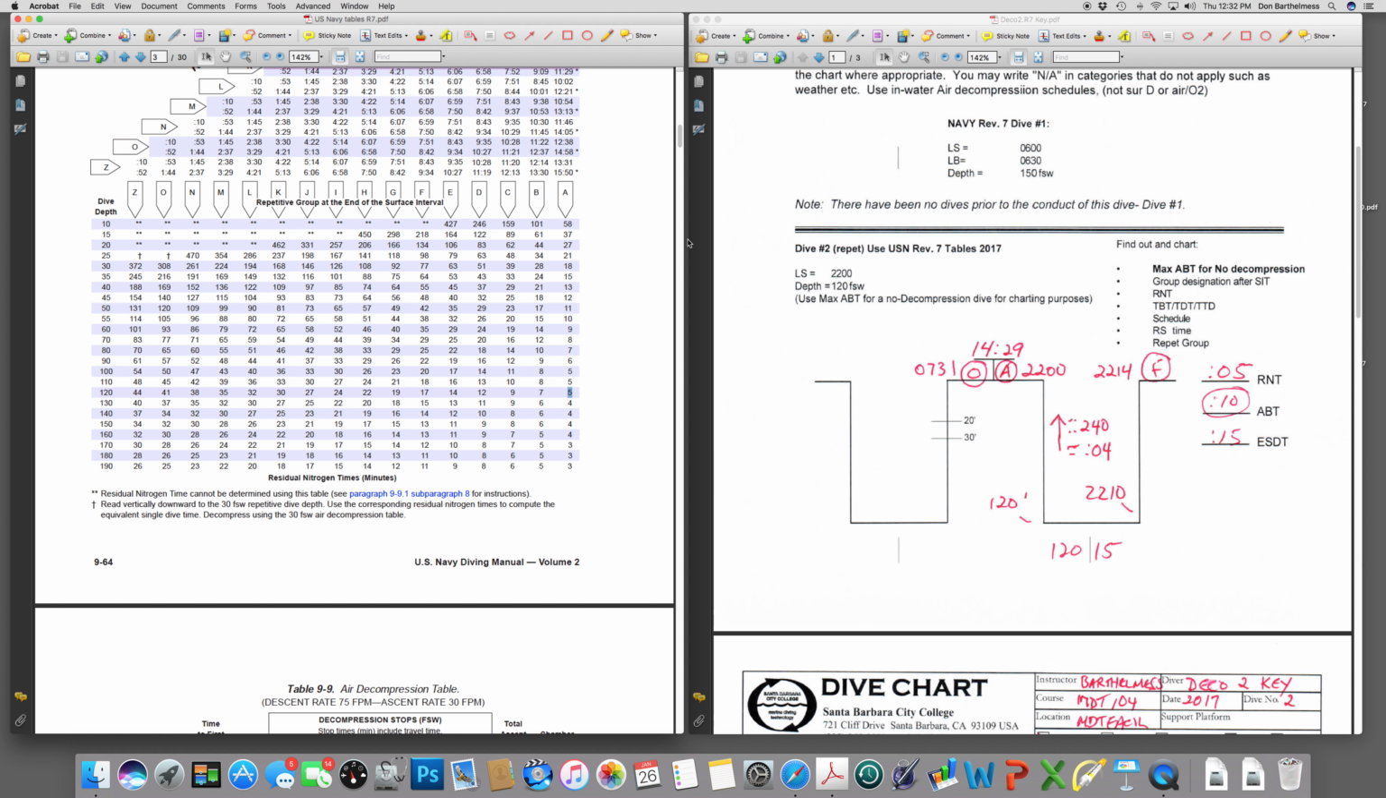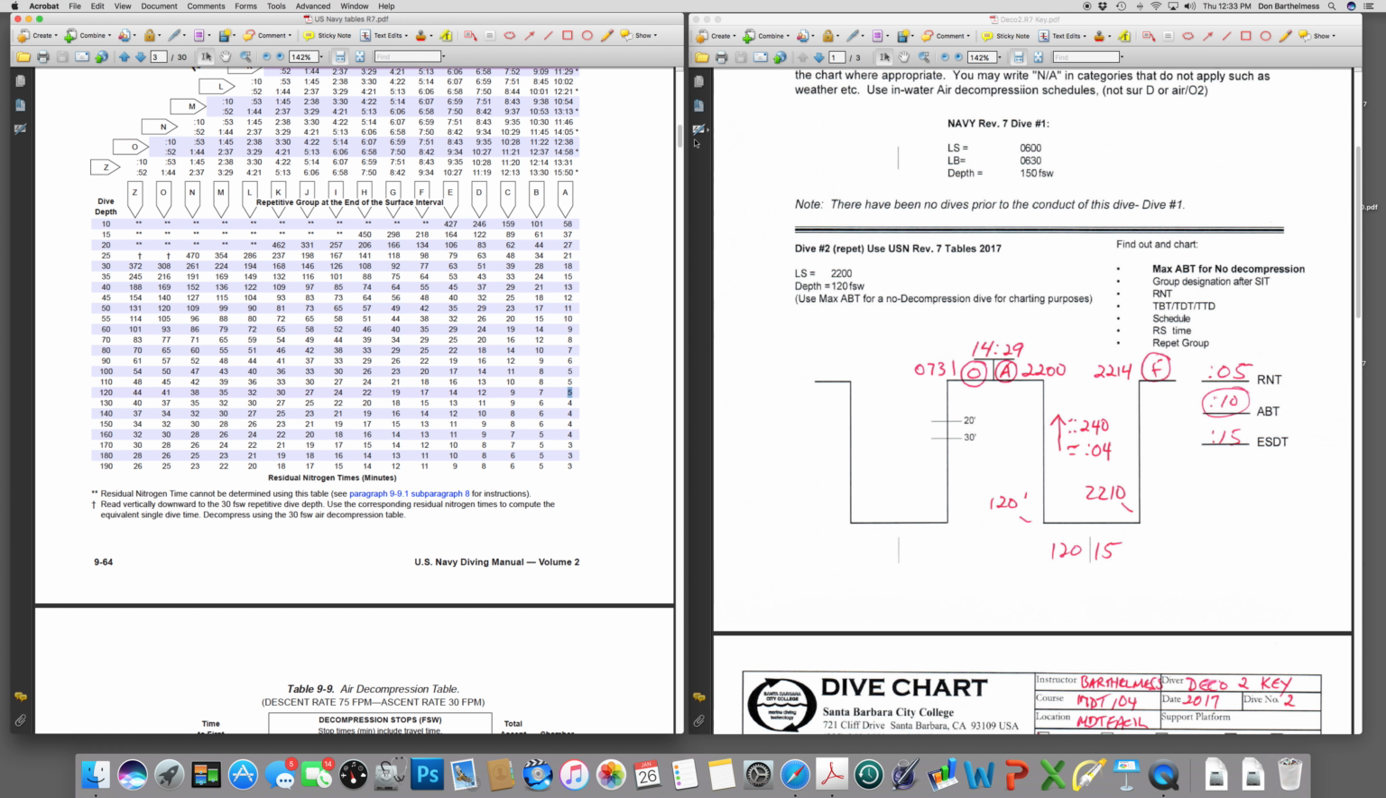Now, if we just looked at and defined the no decompression limit as 15 minutes for 120 feet, we cannot exceed that number for total nitrogen. I'm asking you what the maximum actual bottom time is going to be. Well, if you have 5 minutes against you already before you get in the water, and 15 is the limit, the maximum you could stay underwater physically would be 10 minutes, the difference between the two. You add your RNT and your actual dive time together to get your equivalent single dive time that you must use to decompress and pick your schedule according to.